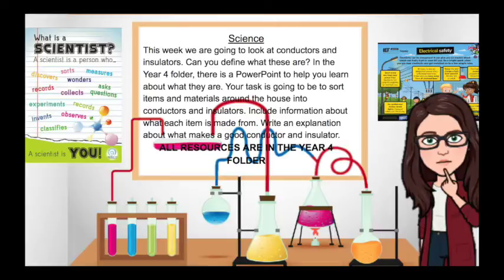Yo. This week in science, we're looking at conductors and insulators. Using the PowerPoint in the folder, take this time to learn new information about items and materials around your house that might be conductors or insulators. Take what you know and try and write an explanation of what makes a good conductor and what makes a good insulator.